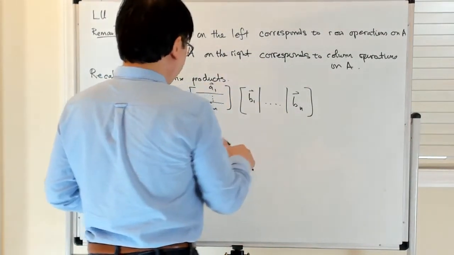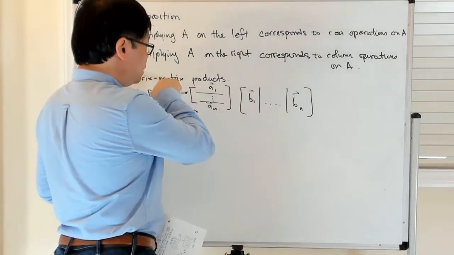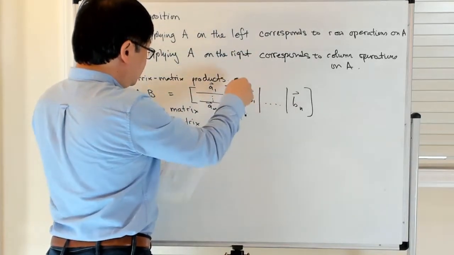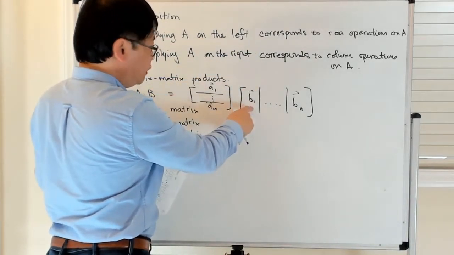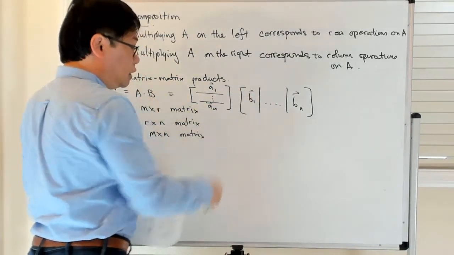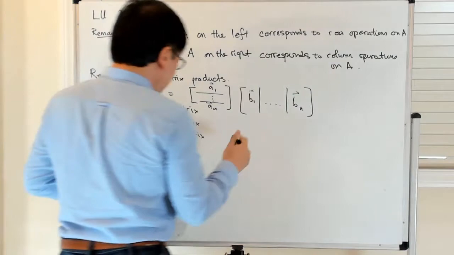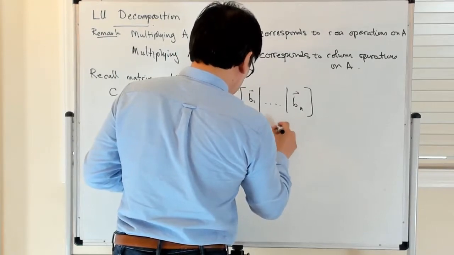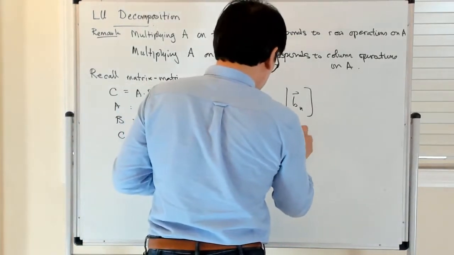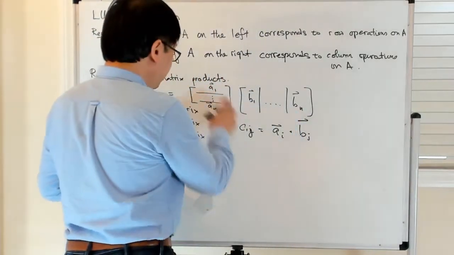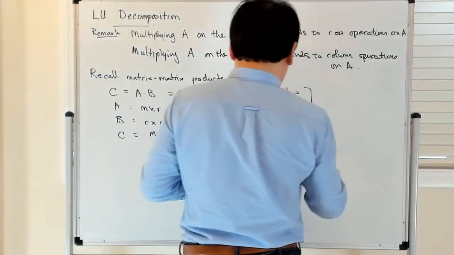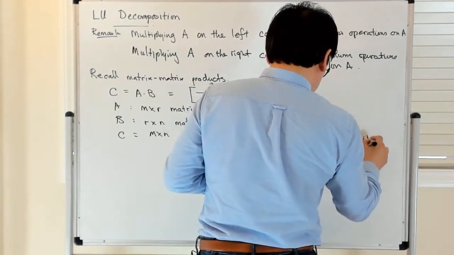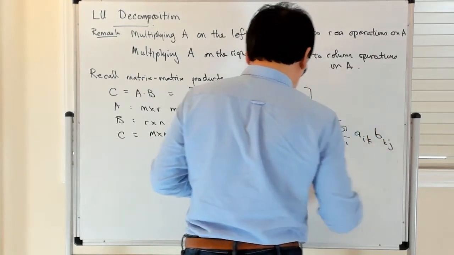So if you recall, it's like with matrix-vector products. You take the row and multiply it term by term with the corresponding term in the column. In general, the entry C_ij is going to be the dot product of the a_i vector with the b_j vector. Again, they have the same length. So this is equal to the sum from k equals 1 to r of a_ik b_kj. Okay, so that's what's happening.